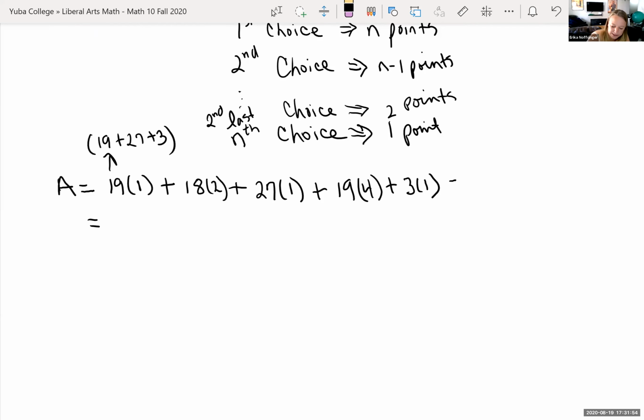So 19 times 1 is 19, plus 18 times 2 is 36. We need to do order of operations. Multiplication comes before addition. 27 times 1 is plus 27, plus 19 times 4. So 4 times 9 is 36, carry my little 3. 4 times 1 is 4 plus 3, so that's 76 plus 3. I'm not using a calculator right now, so I'm just going to do this left to right. So 19 plus 36, that's 55.